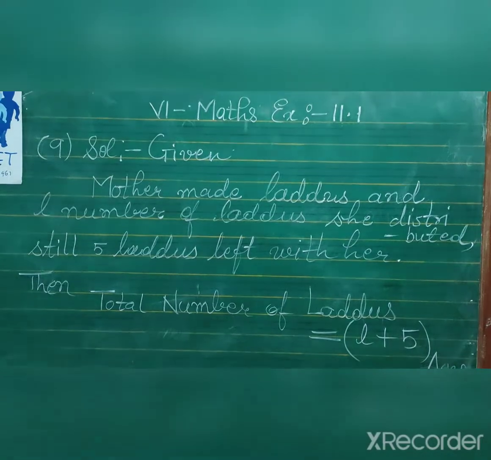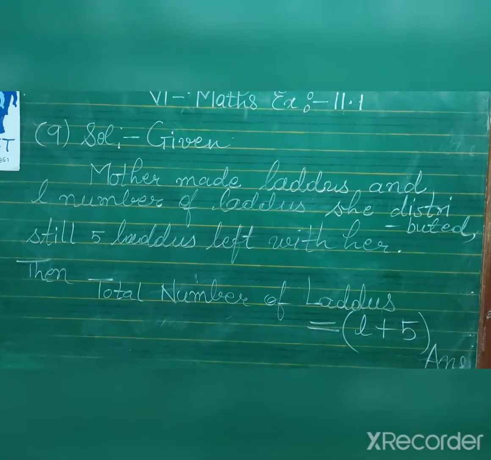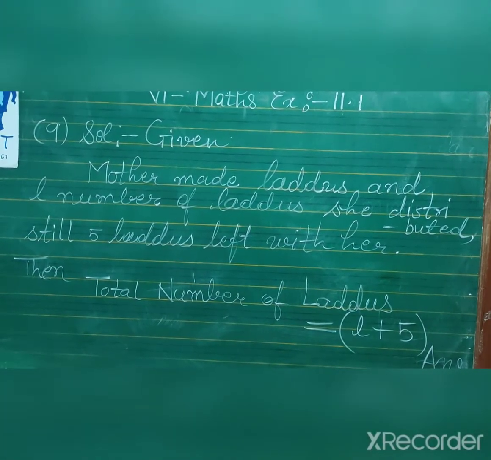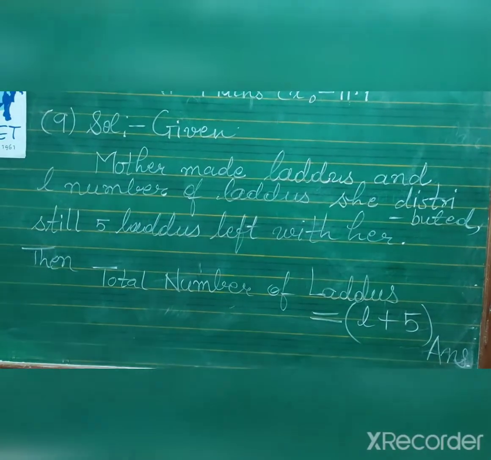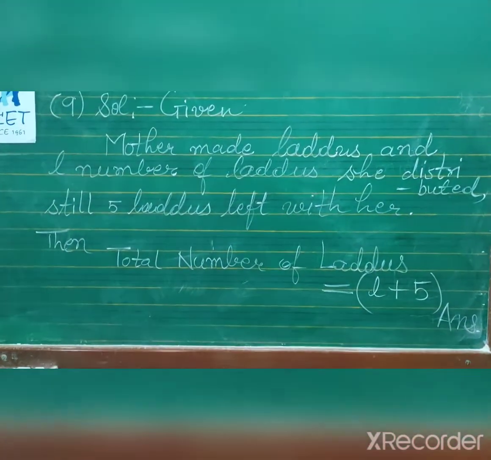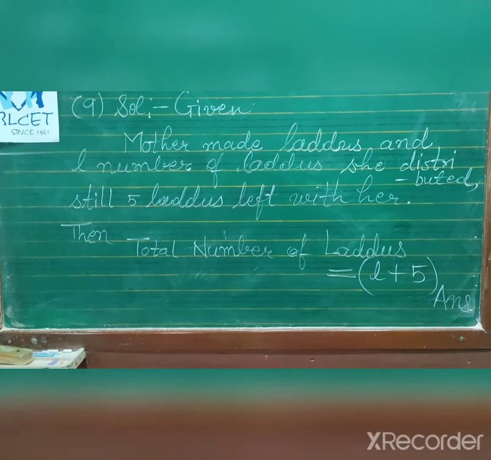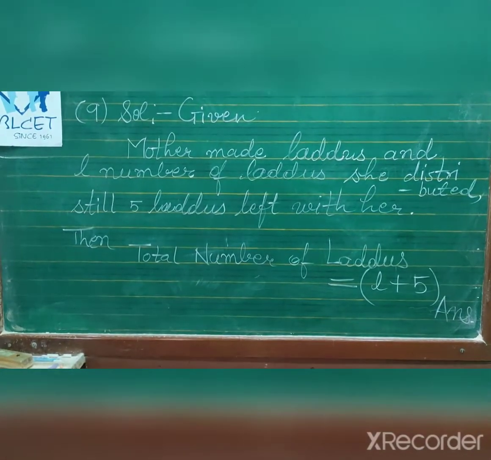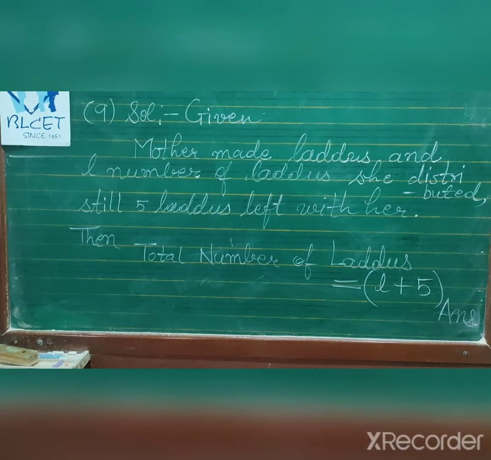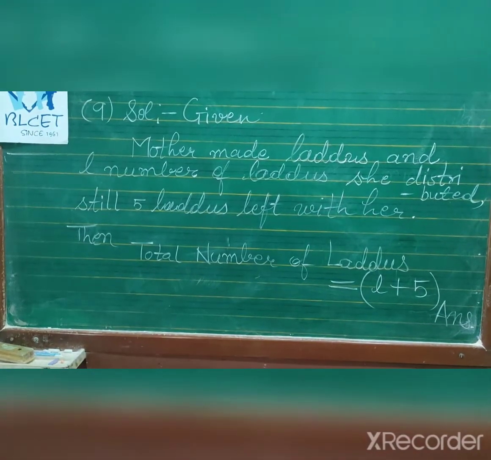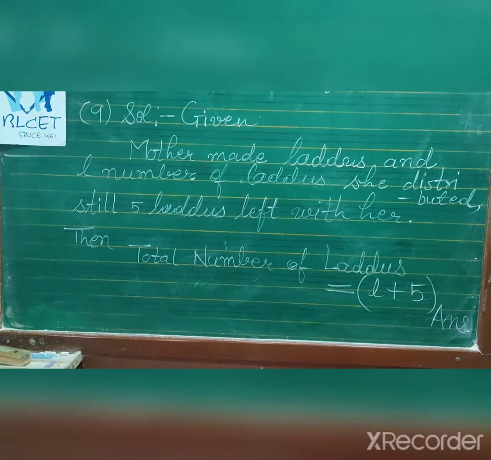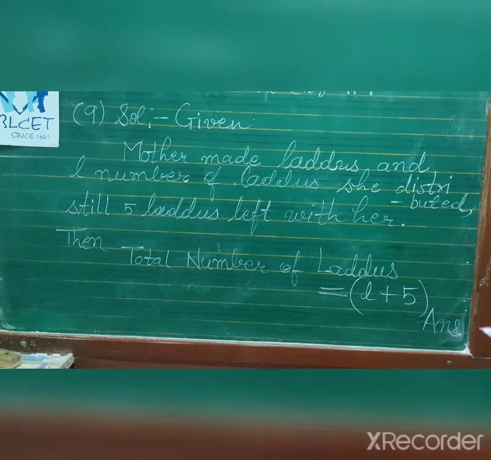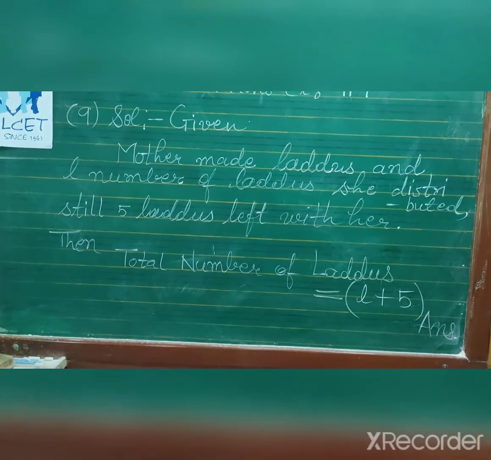See in the question number 9. Given mother made laddus and L number of laddus she distributed. Still 5 laddus left with her. Okay. Then total number of laddus, L she distributed. 5 laddus are left. When you will add these 2 quantities, you will get total number of laddus.